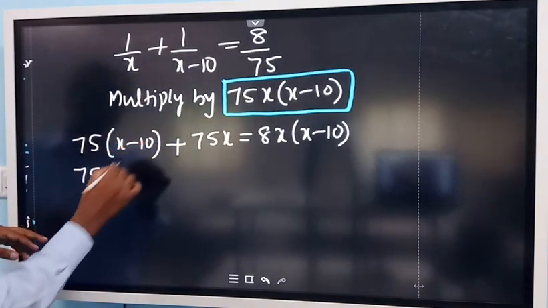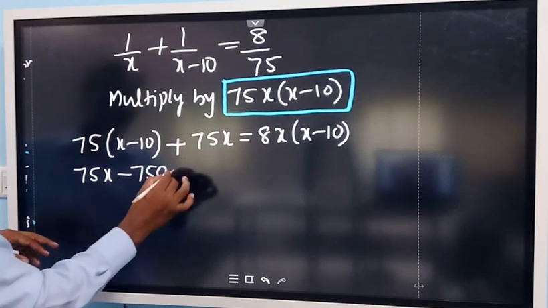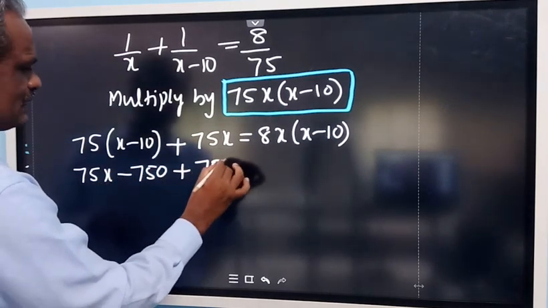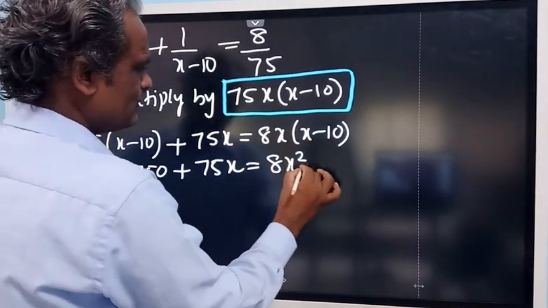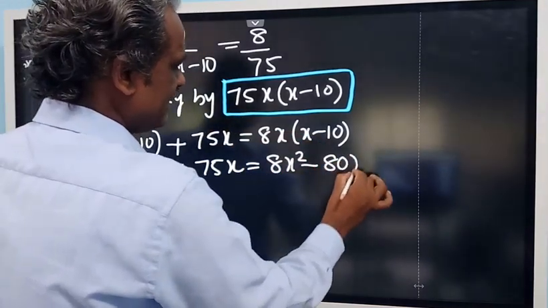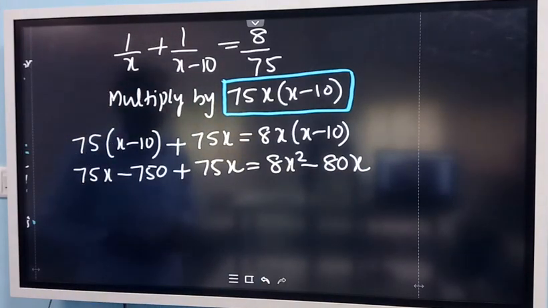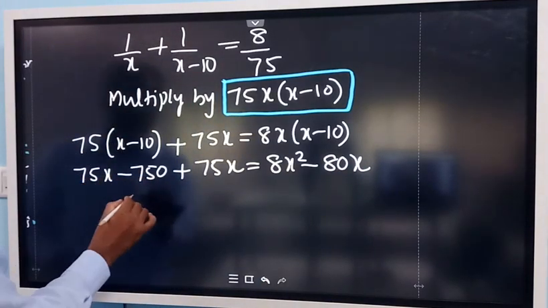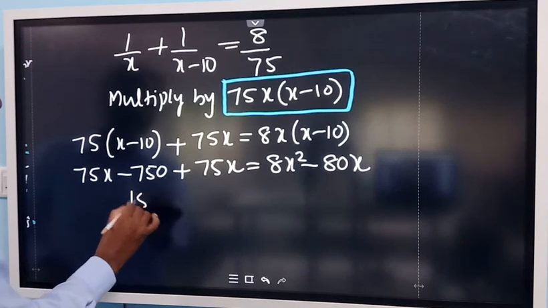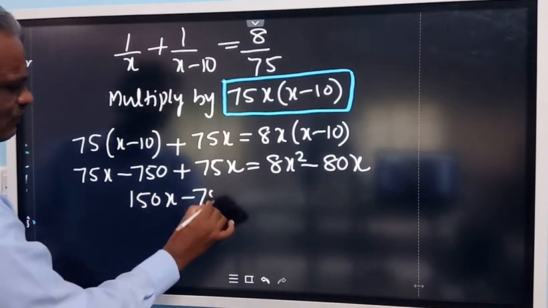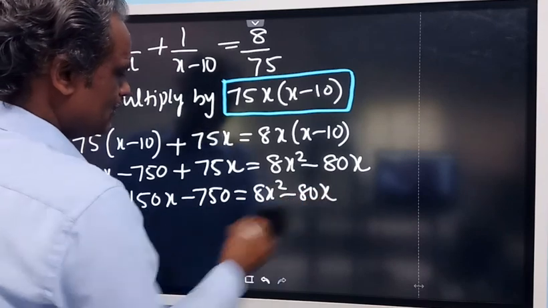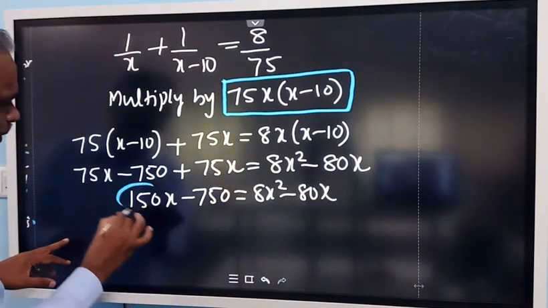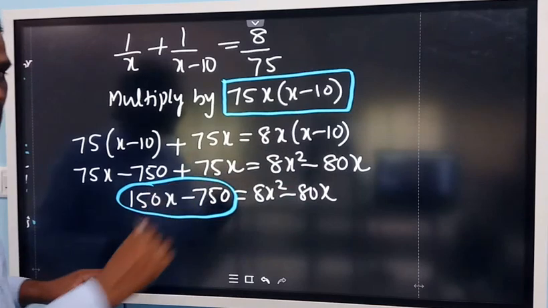Let us simplify by multiplying this one. 75x minus 750, then plus 75x is equal to multiplying 8x into x, 8x squared minus 80x. Now simplify this one. 75 plus 75, 150x, minus 750 is equal to 8x squared minus 80x. Now I am going to transfer this completely to the right side.